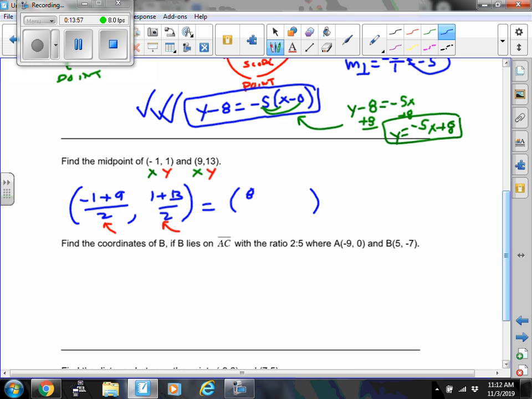I'm going to go ahead and simplify that to 8/2. So I add at the top, divide by 2. And then the other one is 14 divided by 2. I still can do the divide by 2, so I get 4 and 7. Done.